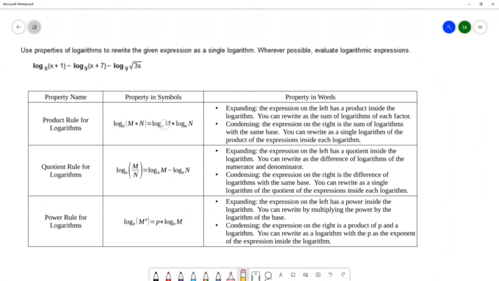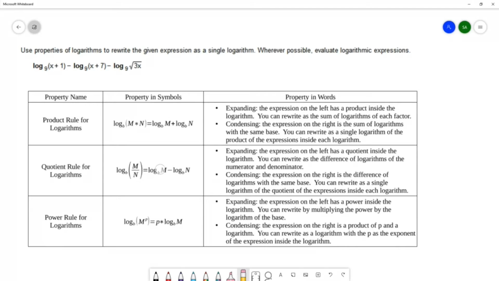On the right-hand side, you can see that we have the sum of two logs. And when you have the sum of two logs, you can condense with multiplication. Our problem has subtraction in it, so we're not going to use that property. We're going to use the quotient rule, which has subtraction. And when you have subtraction of logs, you can condense into a single log using division.